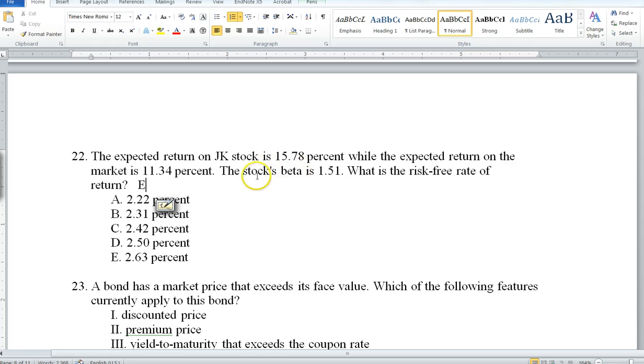Alright, I hope that by using this question as an example, I have helped you better understand how to solve a one equation, one unknown system. So that's the discussion for this question.